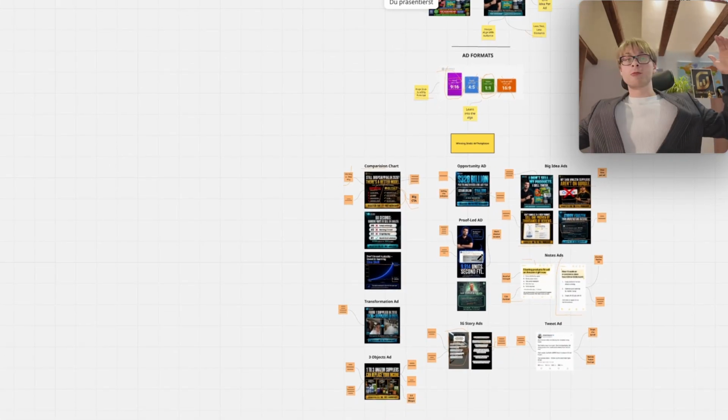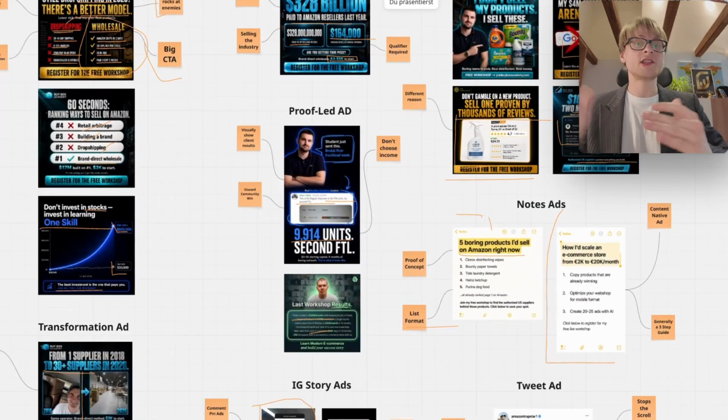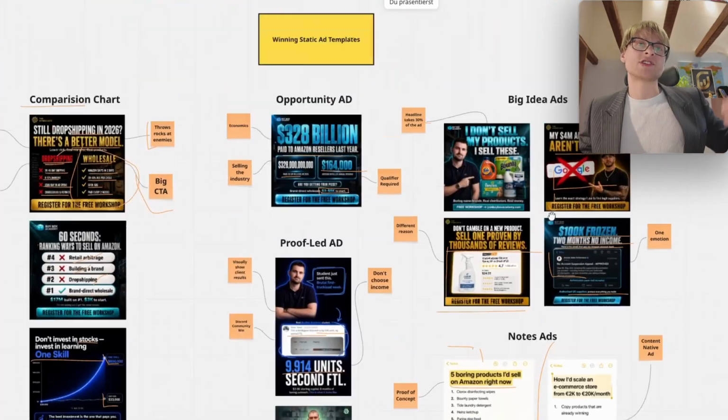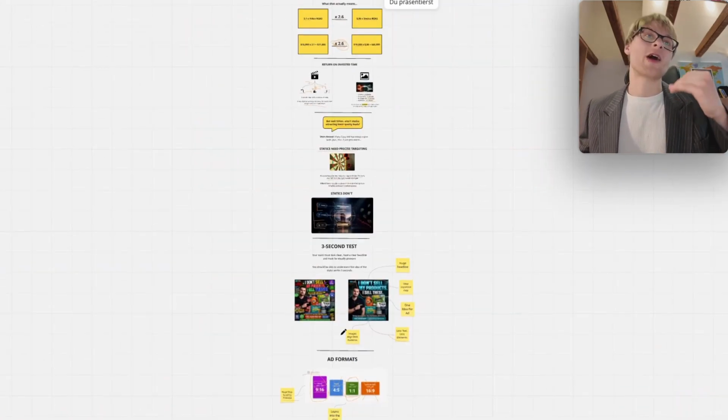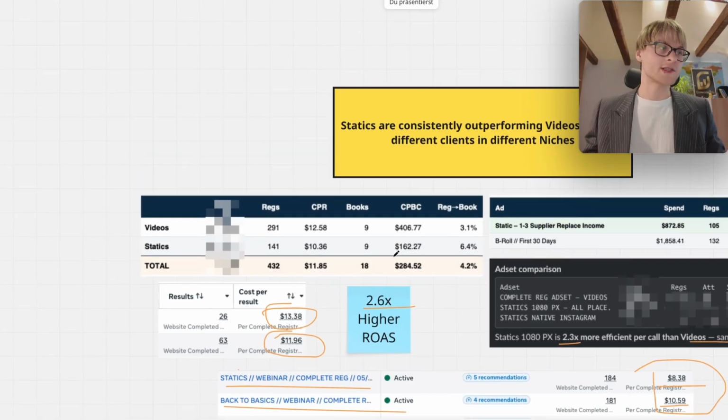But for other clients, other ads are performing better, for example the tweet ad and so on. You just need to put all of them in an ad set, see what works, then take this angle, put it in a separate ad set with a bunch of iterations, and hit it, scaling, really force the spend on there, and that's how you scale. And that's why static ads right now are able to generate a 2.6x higher ROAS than videos.